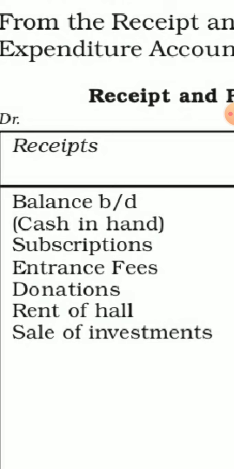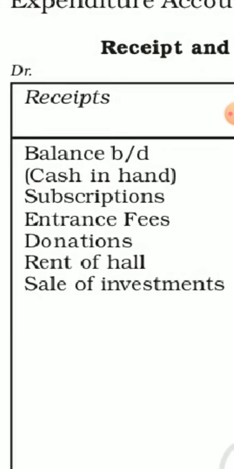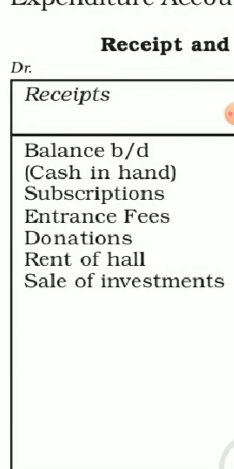Next, we will take all adjustments. If any adjustment is given in the question, such as outstanding expense, prepaid expense, outstanding subscription, we take all of these. Now we are going to start making the income and expenditure account. The fourth thing is clear, I think: only revenue income and expenditure, only current year, all adjustments we utilize, and balance we will not take in the income and expenditure account.